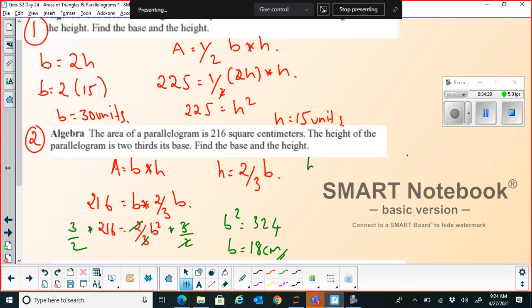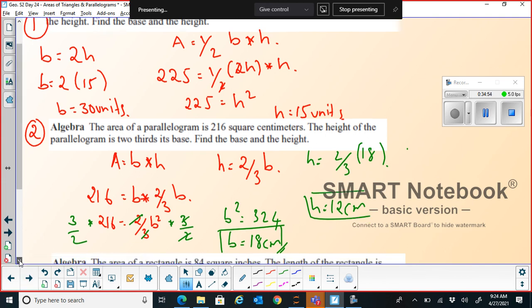To find h, I will substitute in 2/3 of b. b was 18. So this is nothing but 3 times 6 is 18, 6 times 2 is 12. If I simplify, I should get h as 12 centimeters. I hope these two are clear. Let's see the next.